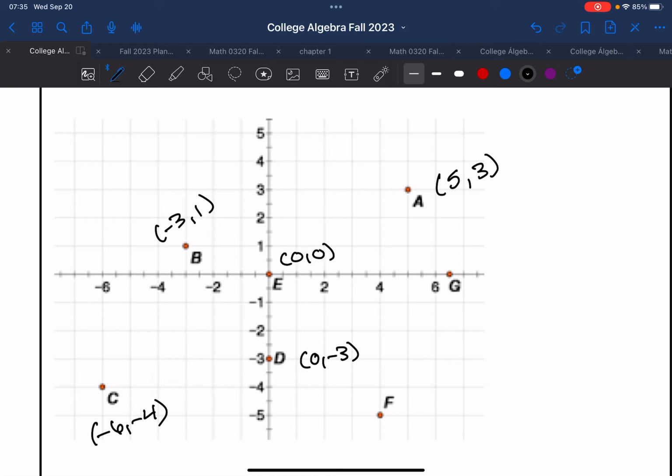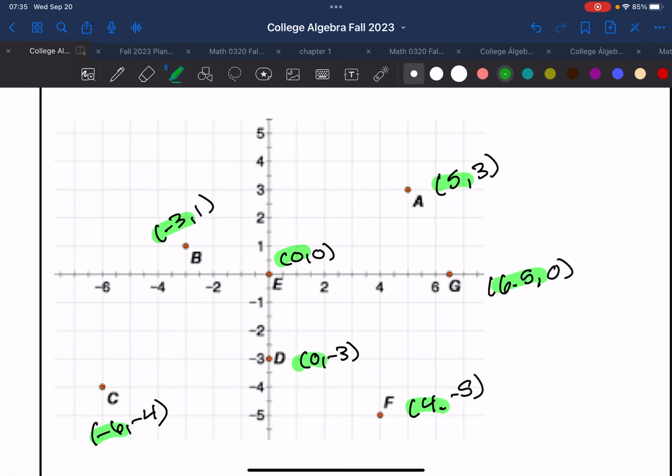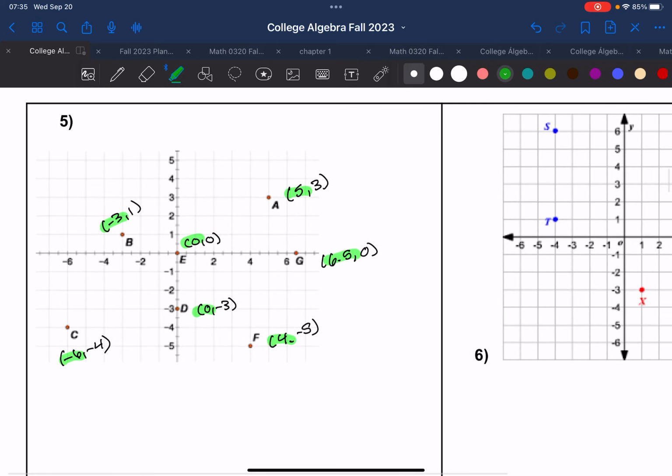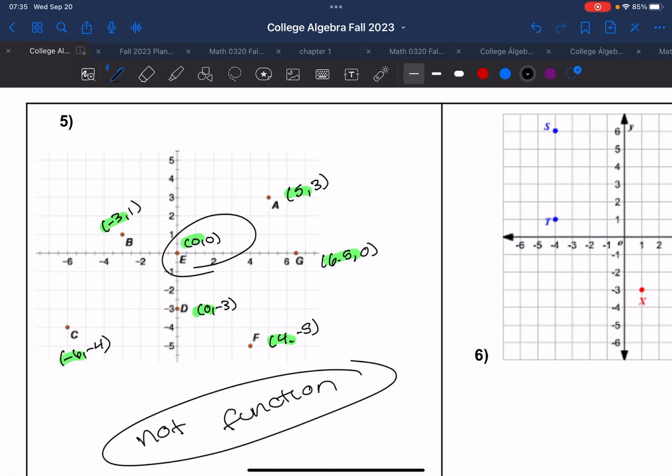0, 0, because it's the origin. And then F? Good, 4, negative 5. And then lastly, G? Yeah, it looks about 6.5. So 6.5, 0. Now we're looking at all the x values. So all those first numbers. Do any of those x values repeat? Yes. Which one? 0. The 0. So what is this? Not a function. Not a function. Because these ones repeat.